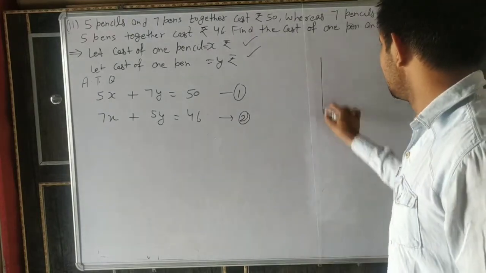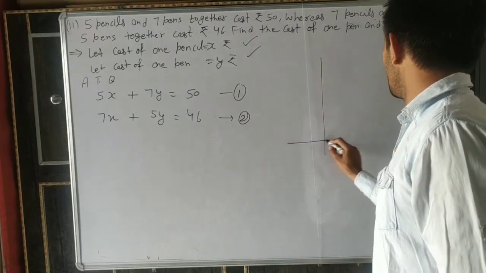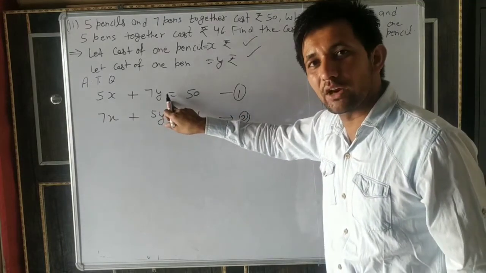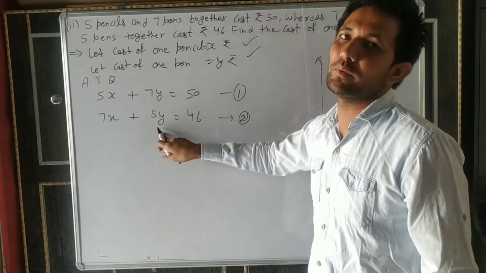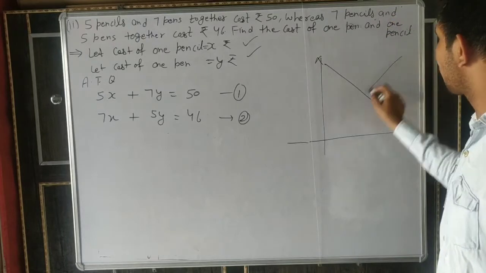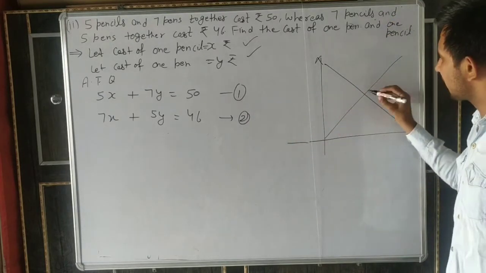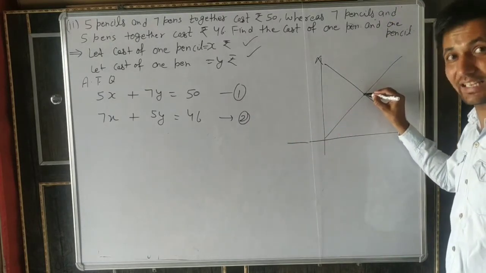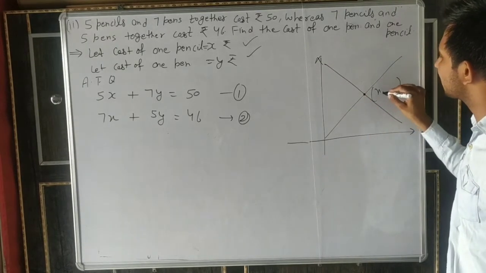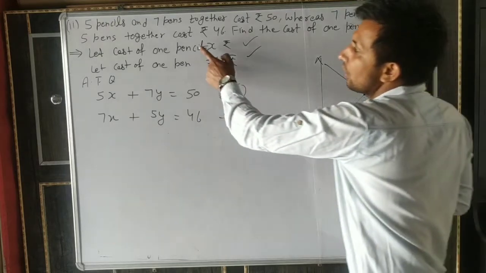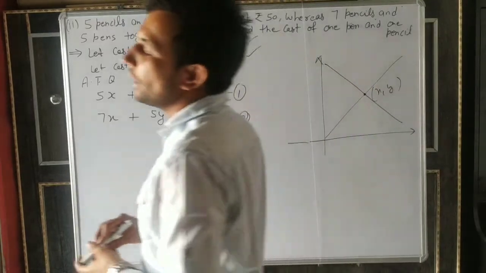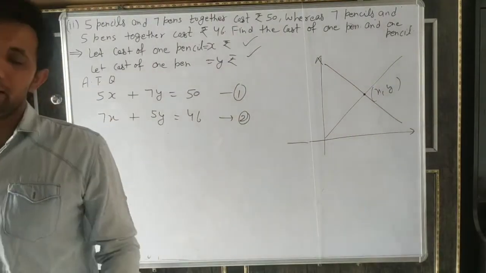So same as question number 1, we will make their graph. First we will find the solution of the first equation. Same as it is, we will find the solution of the second equation and draw them in the graph. And where these cut, it means the lines intersect, so it is a common solution. And we will find its x and y. X is the cost of the pencil and y is the cost of 1 pen. So you will do the second part yourself.